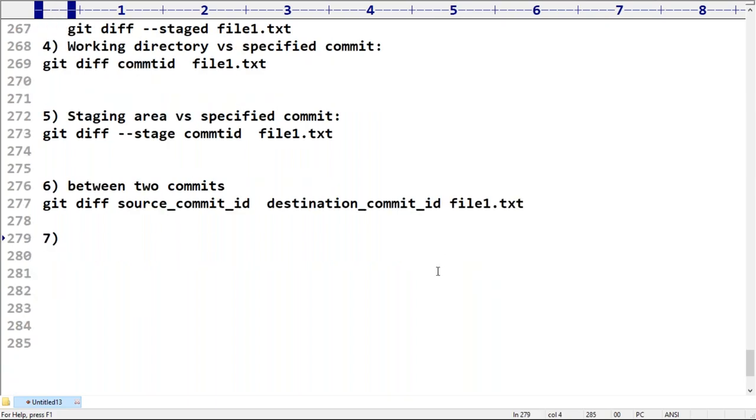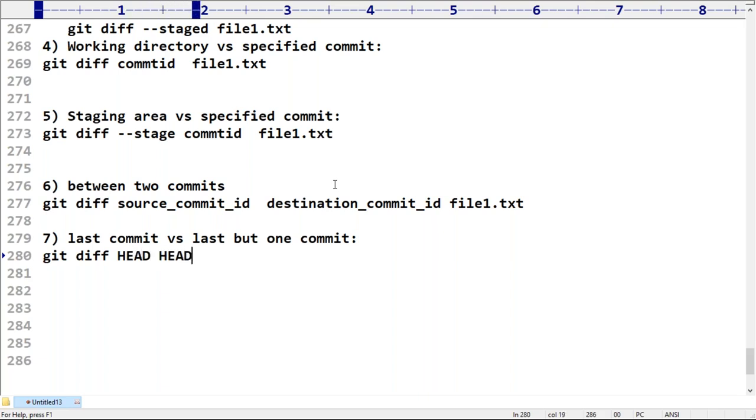Next, I want to compare HEAD, the last commit, versus the last but one commit. How can you do that? git diff HEAD, and then HEAD~1 or HEAD^1, you can use either, followed by file1.txt.